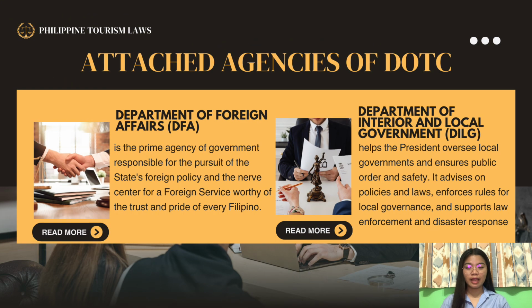Next, we do have the DFA, or the Department of Foreign Affairs. It is the prime agency of government responsible for the pursuit of the state's foreign policy and the nerve center for a foreign service worthy of the trust and pride of every Filipino.